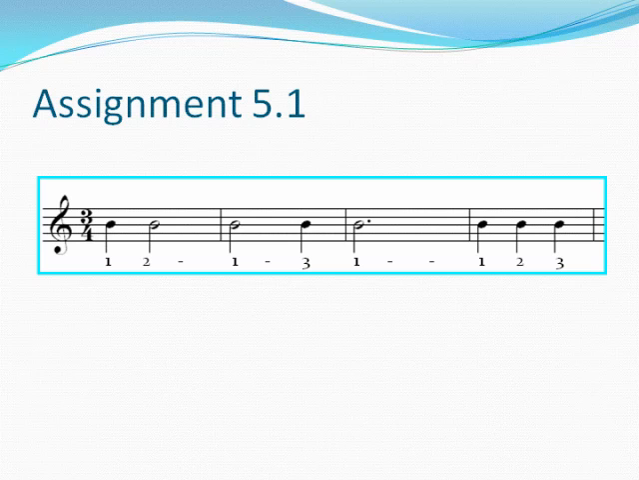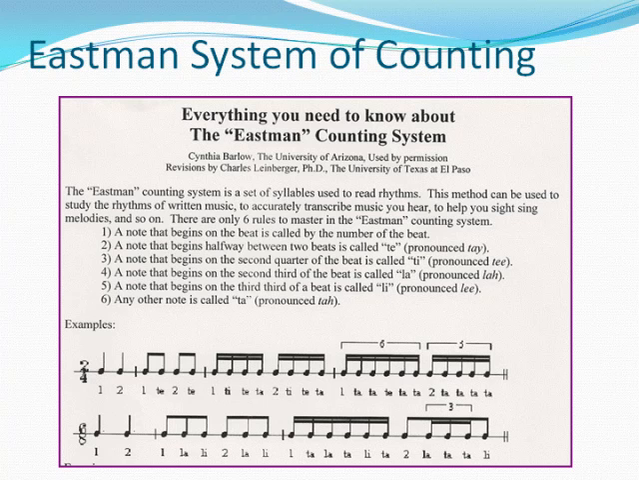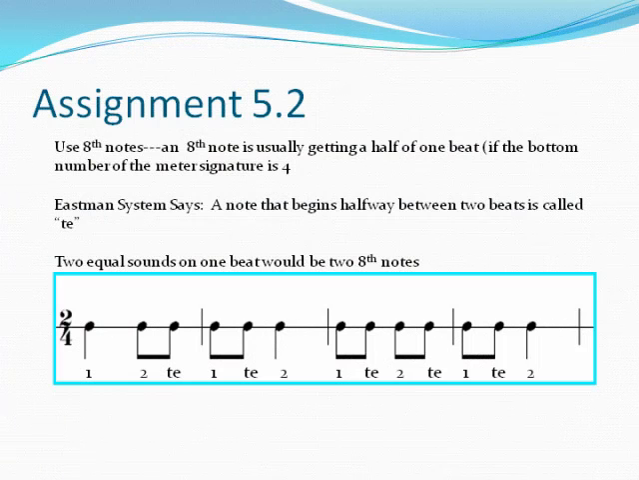And in assignment 5.1, there aren't any that are any more complicated than that. That's pretty simple. In assignment 5.2, you will need to know how to count eighth notes. Going back to the Eastman system of counting, rule number 2, a note that begins halfway between two beats is called tay, pronounced T-A-Y, and it's actually spelled when you write it out T-E, T-E for tay.